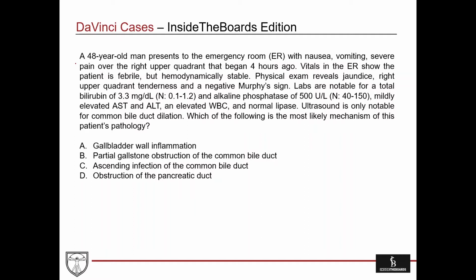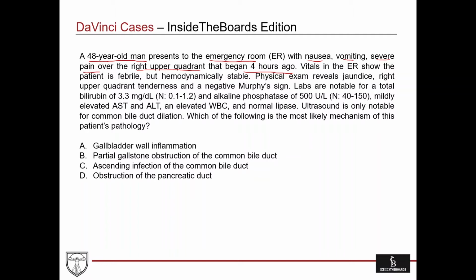So for this case, we have a 48-year-old man, so a middle-aged guy, and he's presenting to the emergency room with nausea, vomiting, and severe pain over the right upper quadrant that began 4 hours ago. So kind of your knee-jerk reaction with this, obviously, when you have right upper quadrant pain in the acute setting with nausea and vomiting, is acute cholecystitis or gallbladder disease. But you want to keep in mind some other things as well.